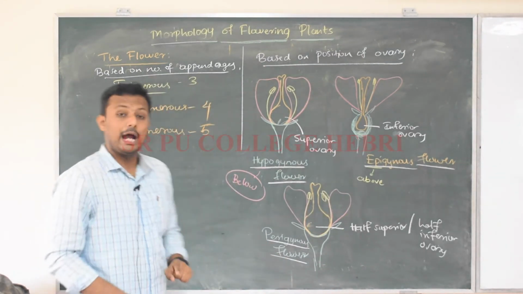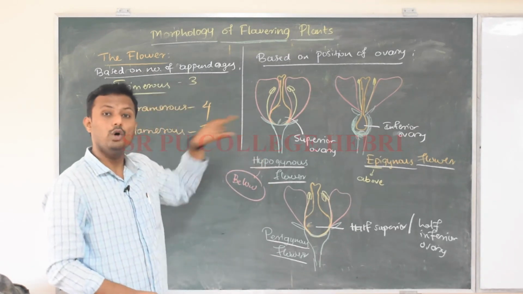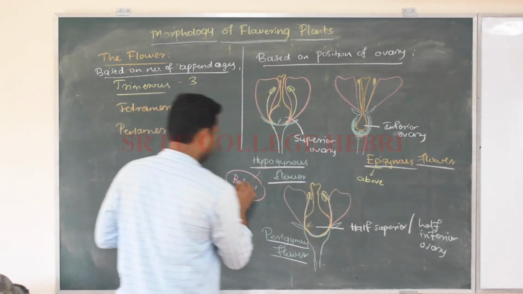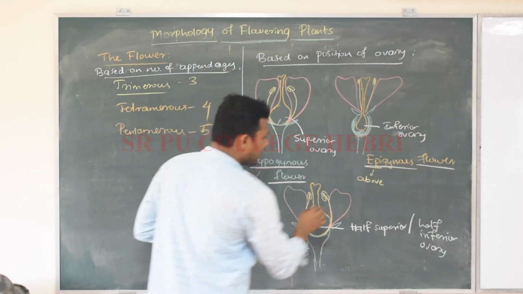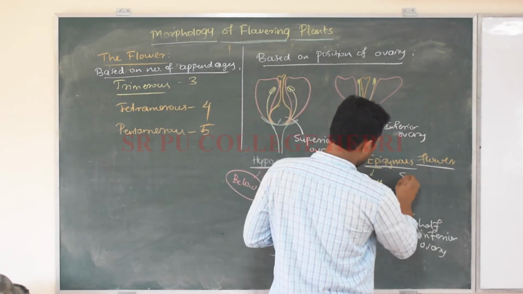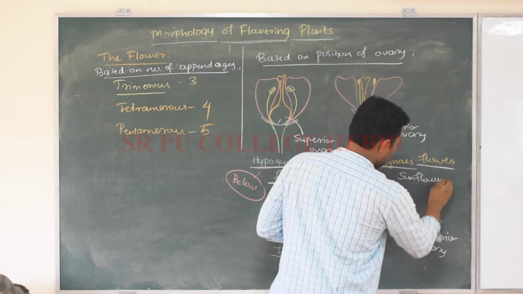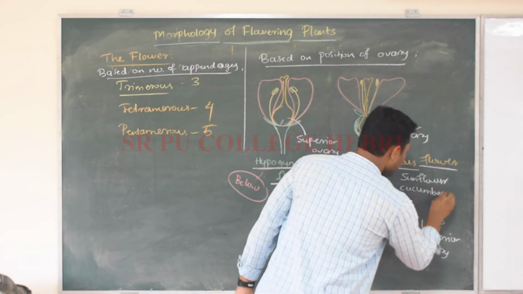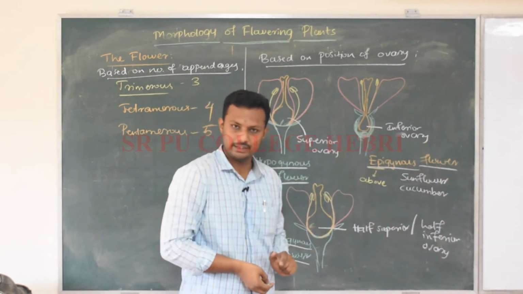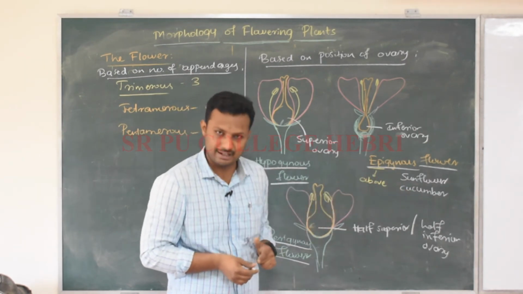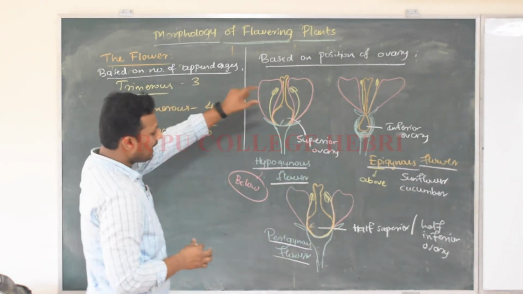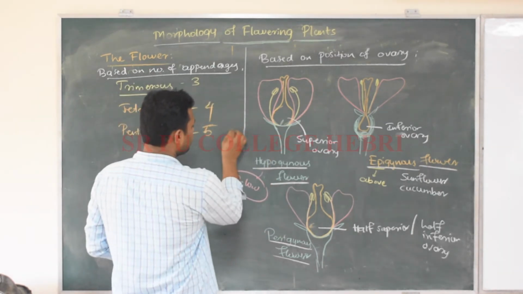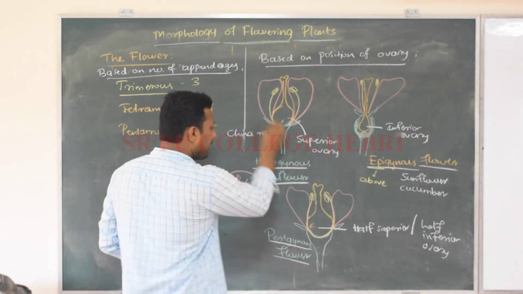For hypogynous flower, that is, superior ovary, like you can give the example of sunflower. Sorry, sunflower can be the example for which one? Inferior ovary. Another example for epigynous flower you can consider is cucumber. Cucumber and sunflower have an inferior ovary. That means they have epigynous flowers, right? Whereas in the case of the hypogynous flower, the example can be your favorite China rose. China rose means hibiscus only, right?